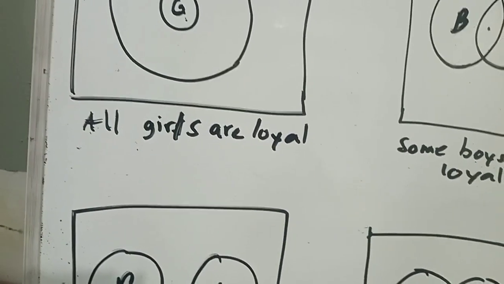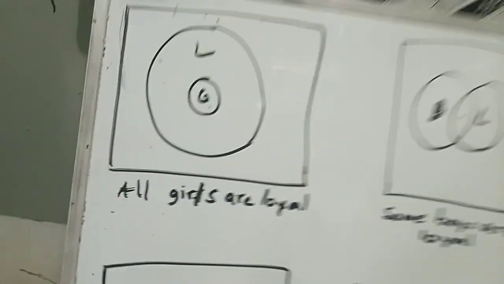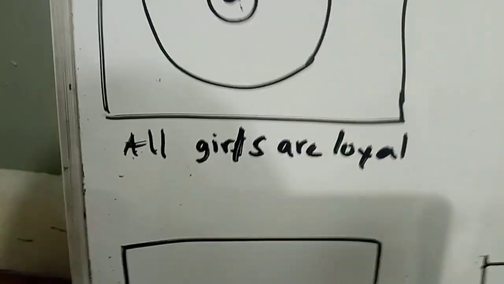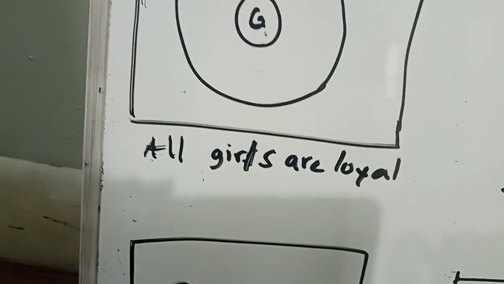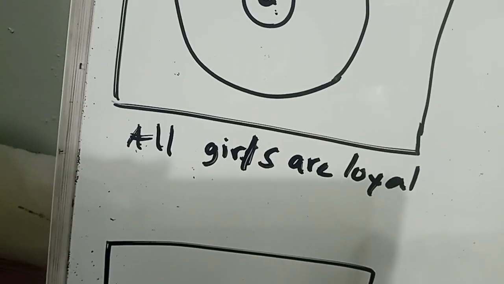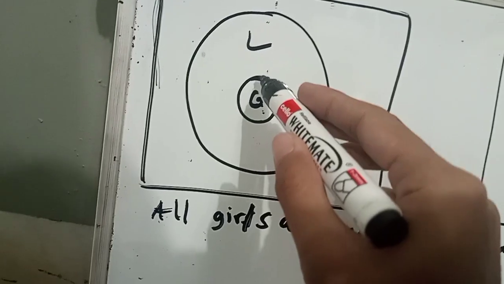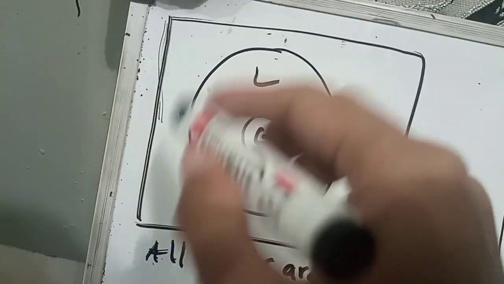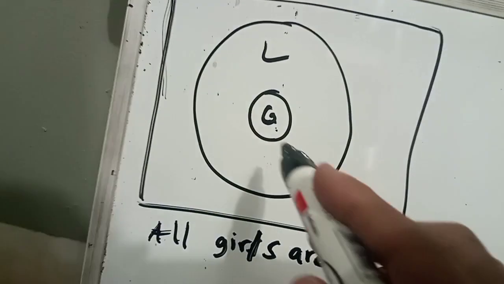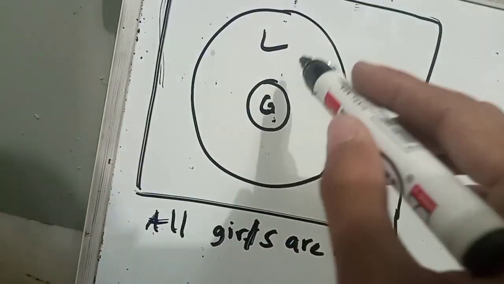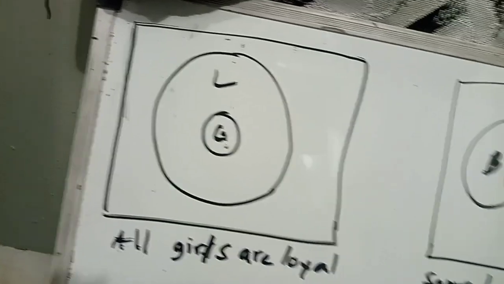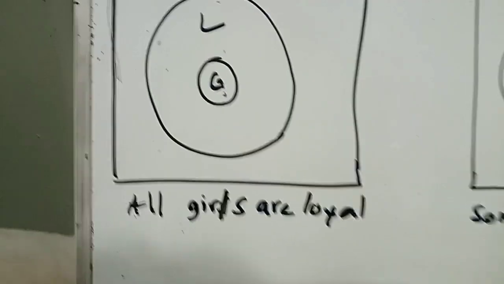When doing an Euler diagram, you will represent each variable using a circle. So we have the variables here, which are girl and loyal. This is all girls are loyal. This is the girls and this is the loyal. So this statement is valid since all girls are loyal. It is inside the L, or the loyal, circle.